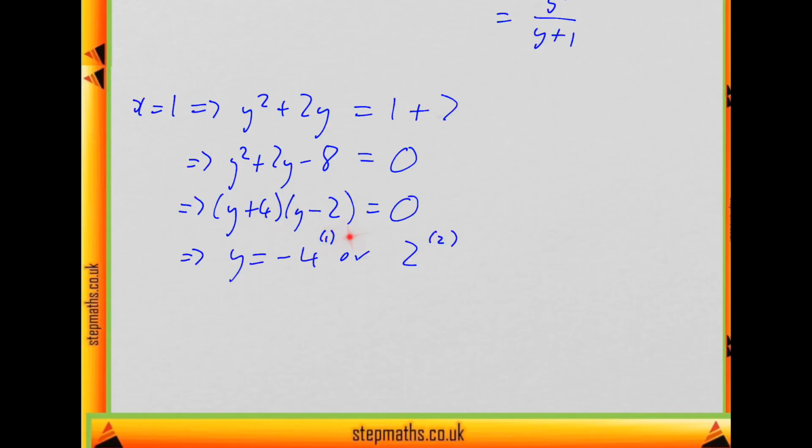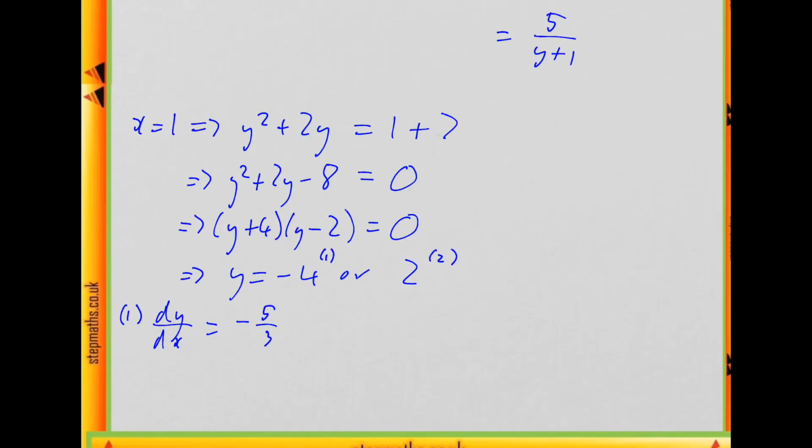And I've put a 1 by this and a 2 by this because these are our two cases. So I'll work out dy by dx in each of these cases. So in case 1, what is dy by dx? It's 5 over y plus 1. Here that's 5 over minus 3, or minus 5/3. And in the second case, we just have 5 over 3, and that doesn't need any simplifying. So our answers are effectively plus or minus 5/3.